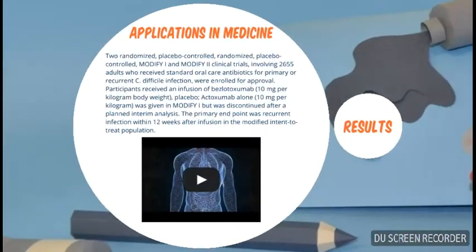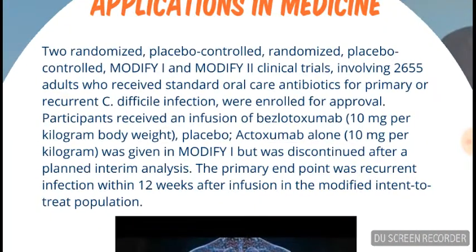Applications in medicine: two randomized placebo-controlled clinical trials, MODIFY 1 and MODIFY 2, involving 2,655 adults who were receiving standard-of-care oral antibiotics for primary or recurrent Clostridium difficile infection were enrolled. Participants received an infusion of Bezlotozumab or placebo. Actoxumab alone was given in MODIFY 1 but was discontinued after a planned interim analysis. The primary endpoint was recurrent infection within 12 weeks after infusion in the modified intention-to-treat population.